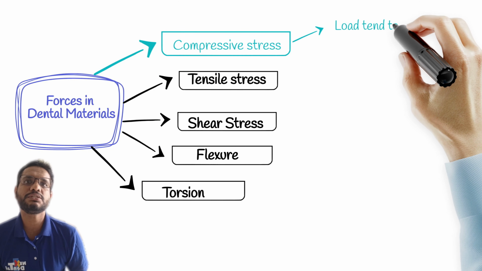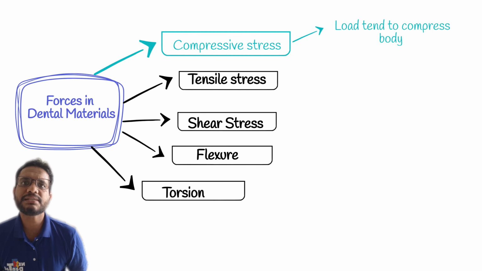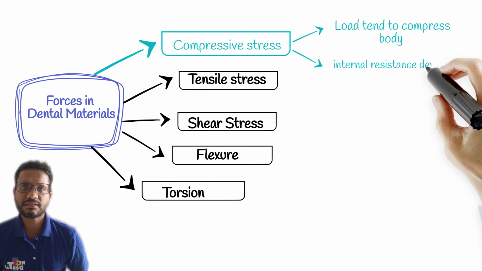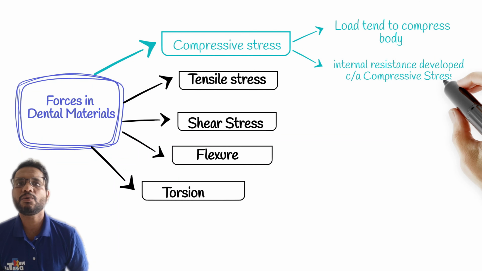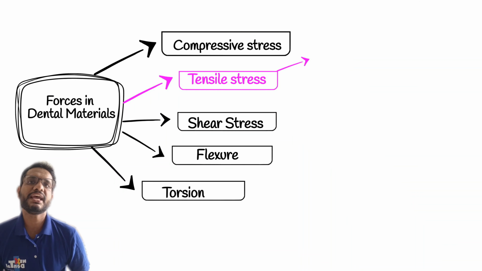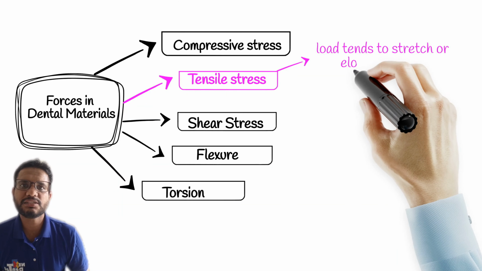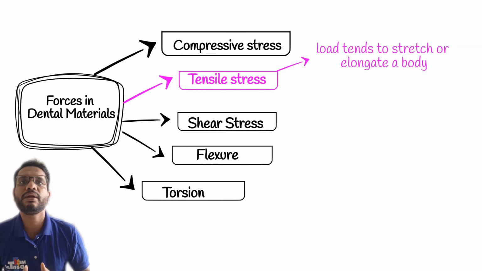When compressive forces are applied on a body, they tend to compress the body. Internal resistance that is developed by the body is known as the compressive stress in this case. Then we have the tensile stress. Here the forces are applied in such a way that load tends to stretch or elongate the body.